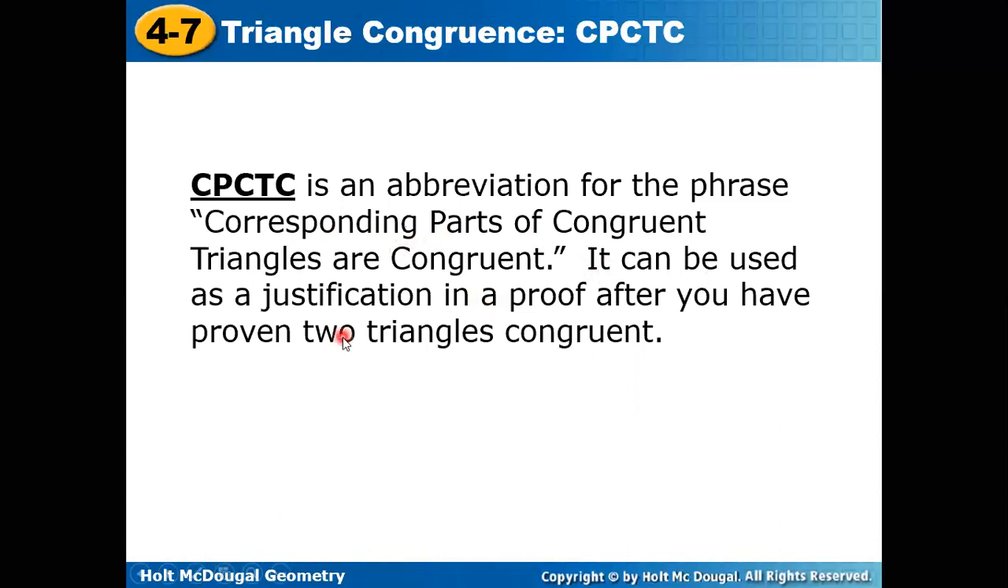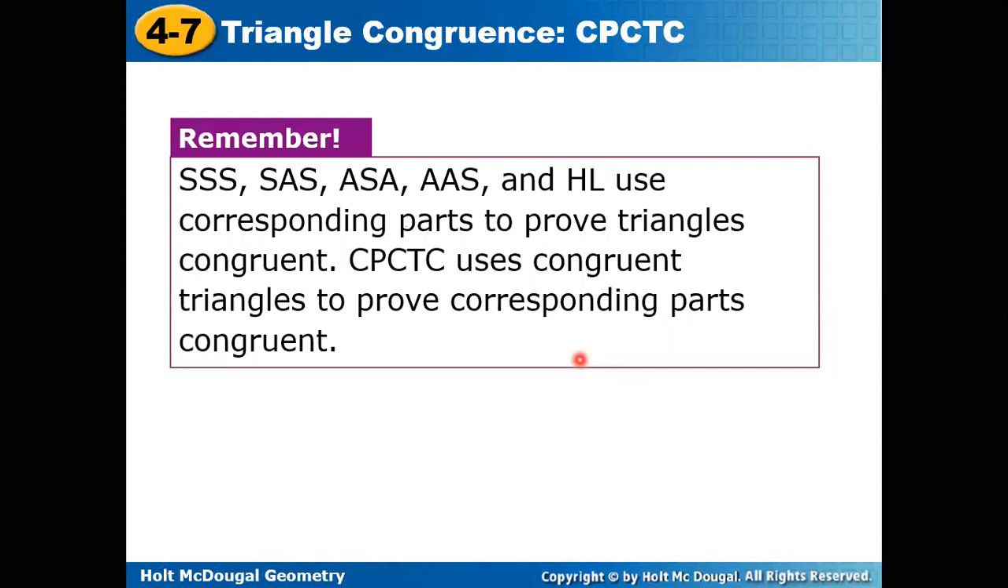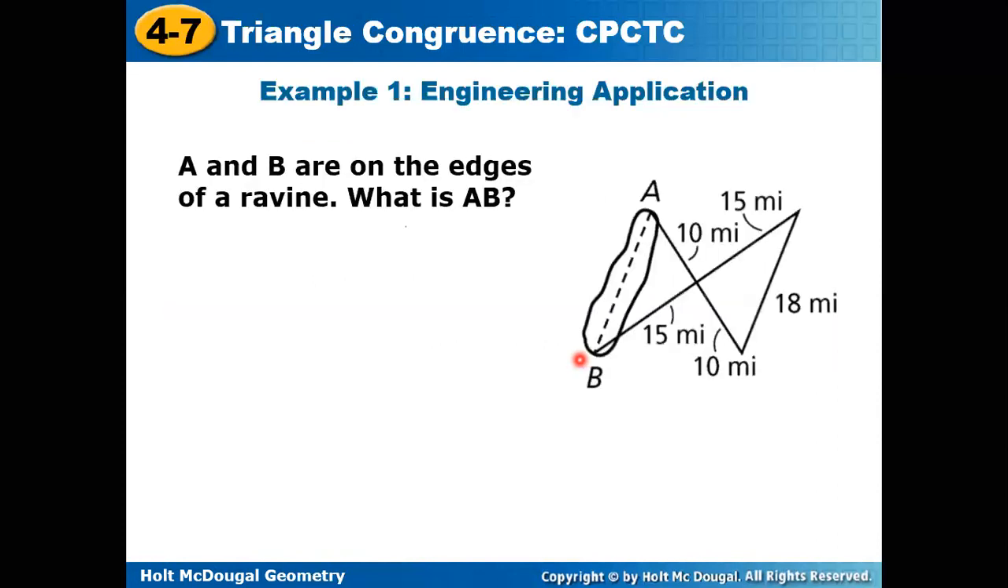It can be used as justification in a proof after you have proven 2 triangles congruent. Okay? We know that the 5 cases use corresponding parts to prove triangles congruent. So CPCTC uses congruent triangles to prove corresponding parts. Let's see example 1. A and B are on the edges of a ribbon. What is AB?